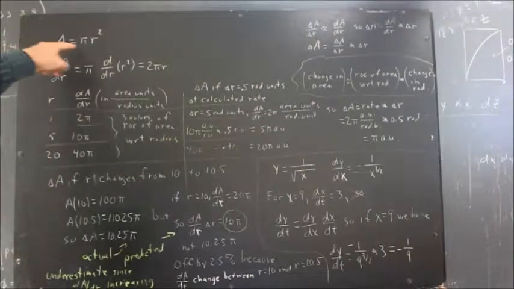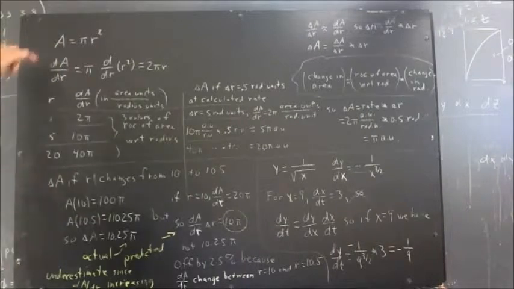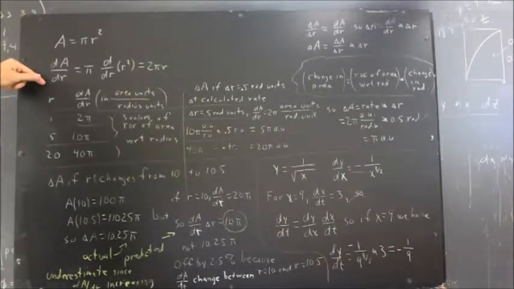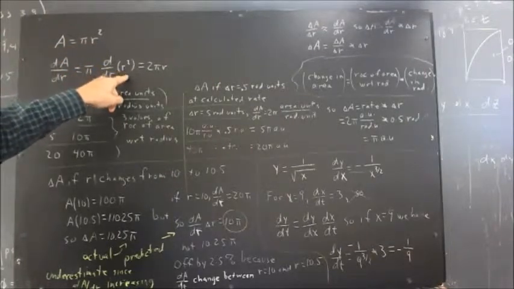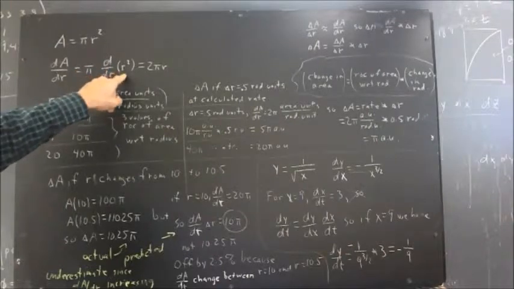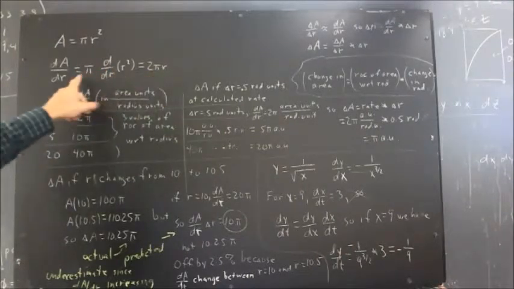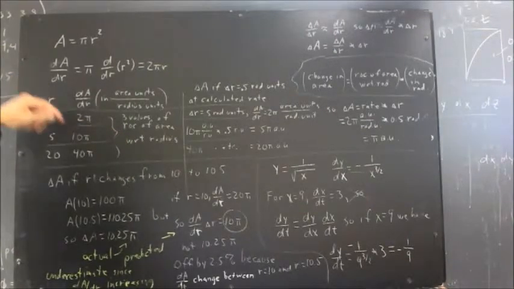The area of a circle is pi times the square of its radius. It follows that the derivative of the area with respect to the radius is pi times the derivative with respect to r of r squared, and the derivative with respect to r of r squared is just 2r. So we have 2 pi r for the derivative of A with respect to r.